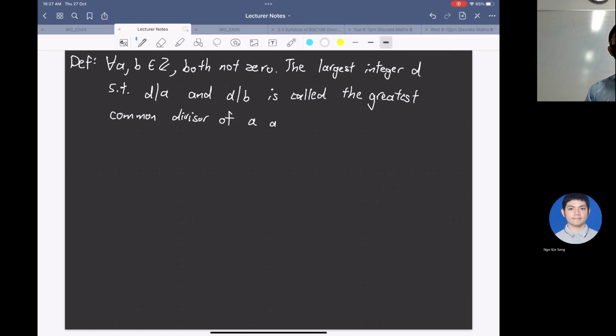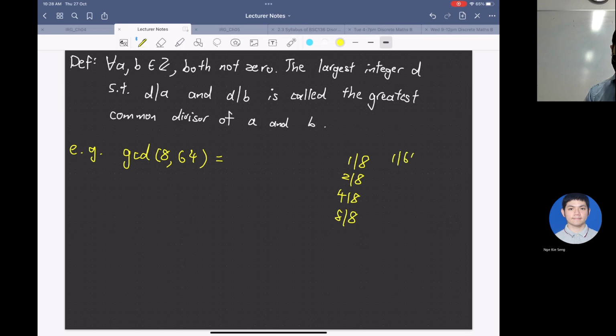I think we did this one. I remember I did this in high school. But let's see. Let's say we want to find the GCD of 8 and 64. So we check what divides 8. 1 divides 8, 2 divides 8, 4 divides 8, and 8 divides 8. How about 64? 1 divides 64, 2 divides 64, 4 divides 64, 8 divides 64. Anything else?